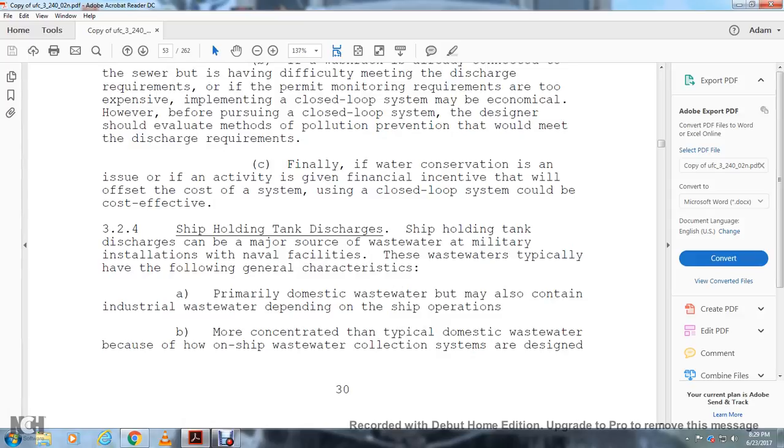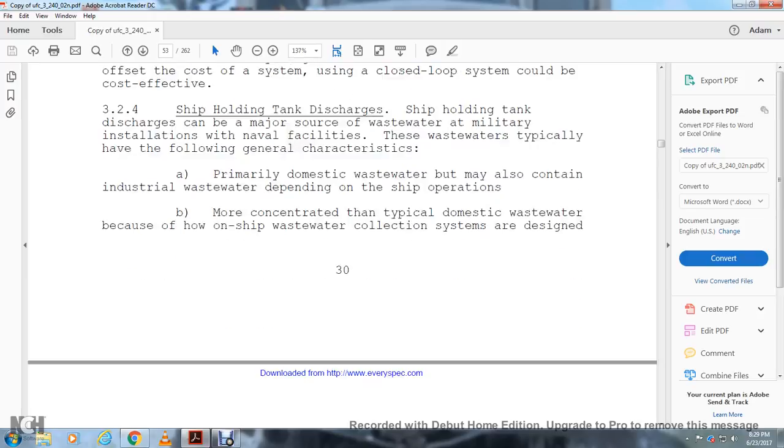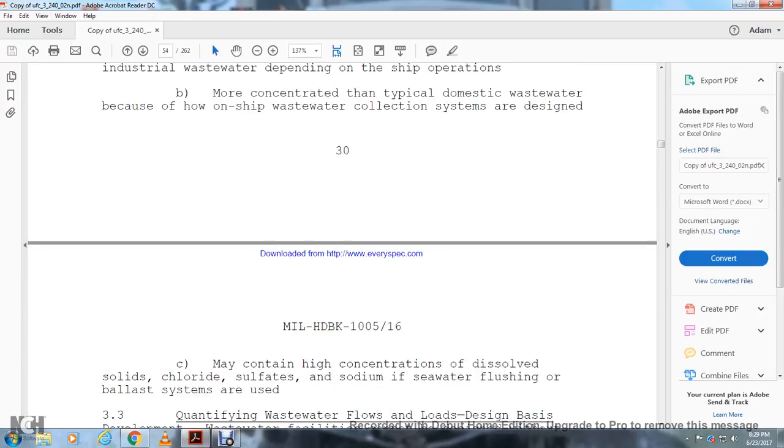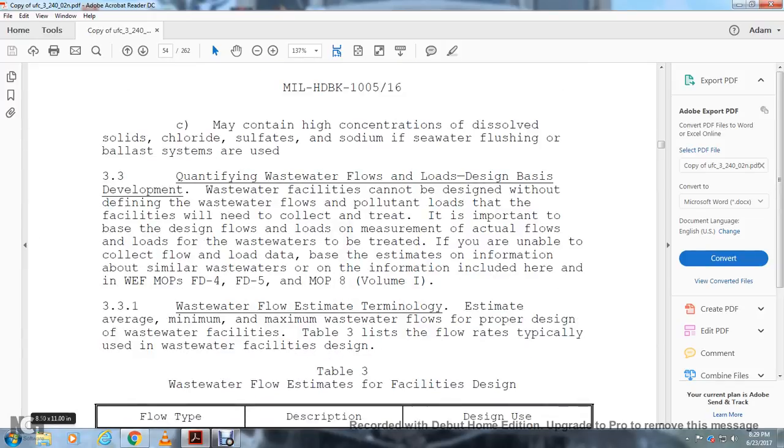Ship holding tank discharge. Ship holding tank discharge could be a major source of wastewater at a military installation or naval facility. The wastewater typically has the following general characteristics. Primarily domestic wastewater, it may also contain industrial wastewater depending on the ship operations. It may not be as concentrated as typical domestic wastewater because of how the ship's wastewater collection systems are designed. It may contain a high concentration of dissolved solids, chloride, sulfates, and sodium if seawater flushing and ballast systems are used.